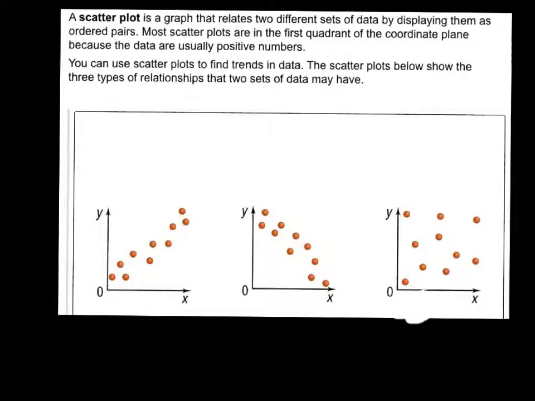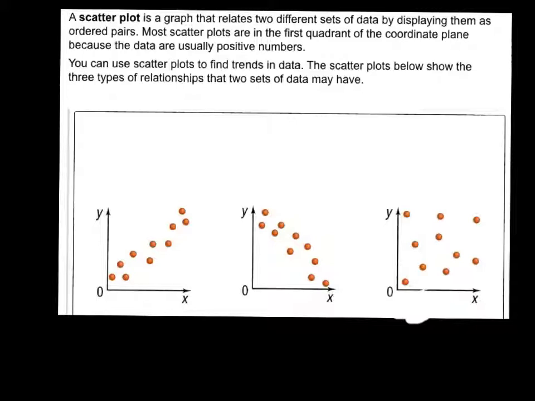Alright, basically when you're looking at a scatter plot, it's just going to be a graph that represents two different types or two different sets of data by displaying them as ordered pairs. So every dot that you see on your scatter plot is going to represent some sort of ordered pair from your data. And you can use your scatter plots to find trends in the data.